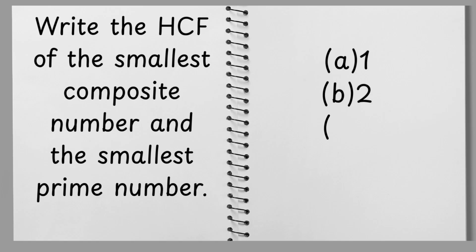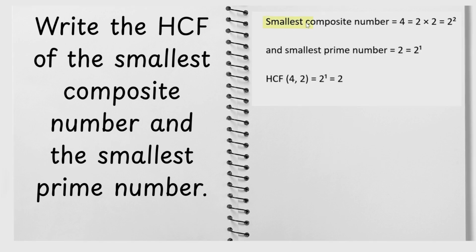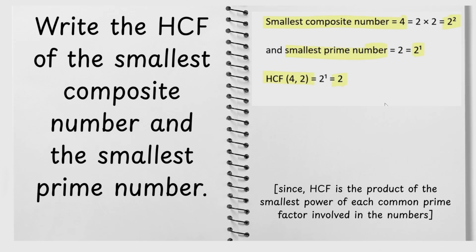Find the HCF of the smallest composite number and the smallest prime number. A 1, B 2, C 3, D 4. The smallest composite number is 4, whose prime factorization is 2 raised to the power 2, and the smallest prime number is 2. So if I have to find the HCF of 4 and 2, the highest common factor of 4 and 2 is 2. So we'll say that 2 is the correct answer in this case.